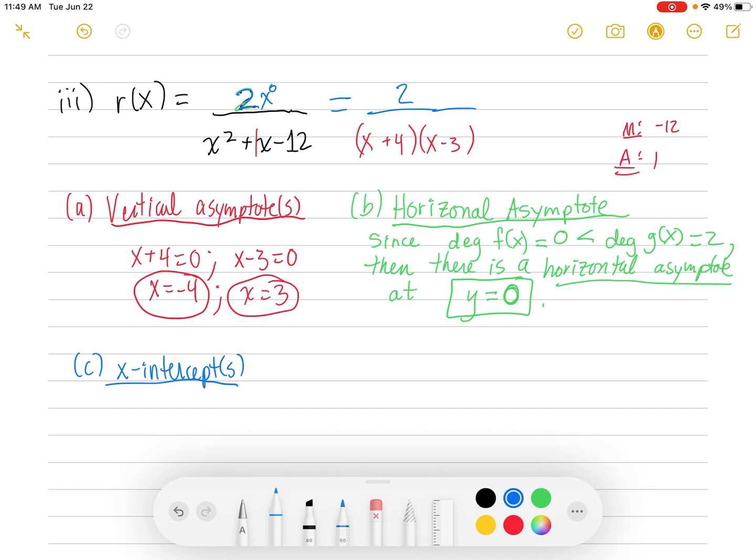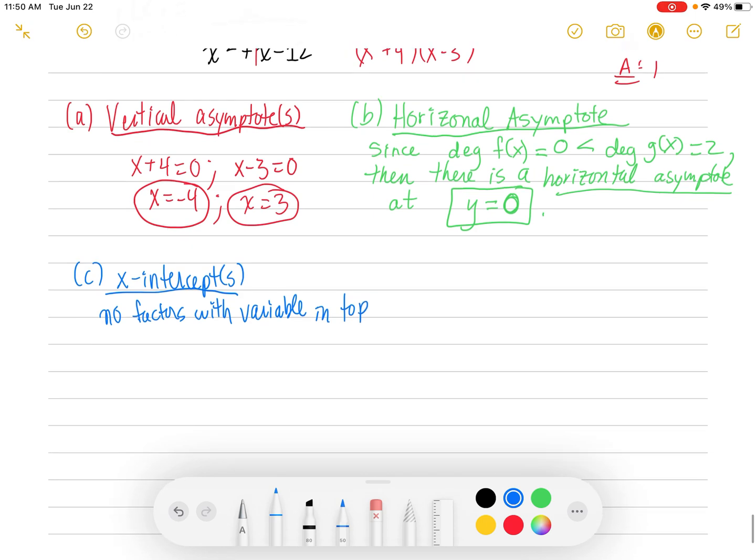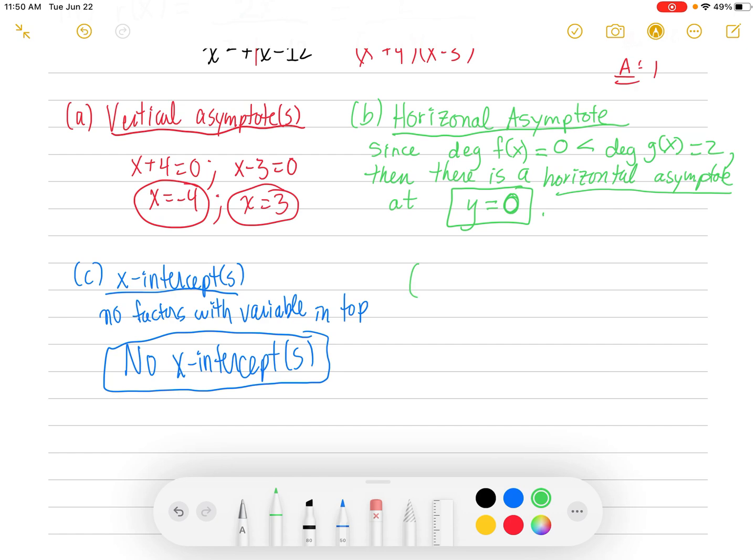X intercepts. So basically, if you look at the top, the only thing in the top is that 2. There aren't any linear factors in the top, right? There are no variable factors in the top. So since there are no factors with variables in the top, that means you're not going to have any x-intercepts. No x-intercepts. Sometimes it happens. You never cross or touch the x-axis. You're never going to hit the x-axis, your graph.